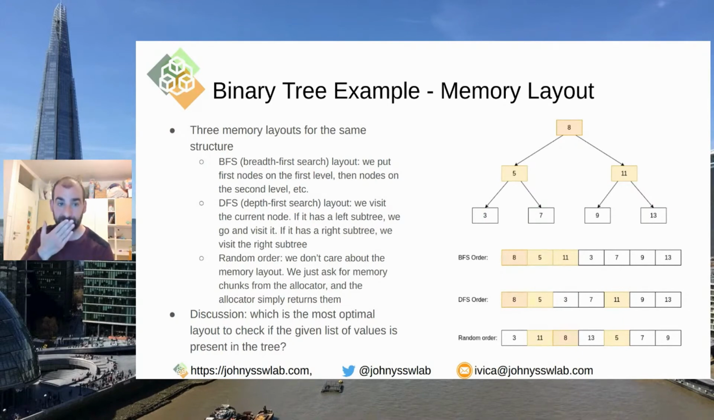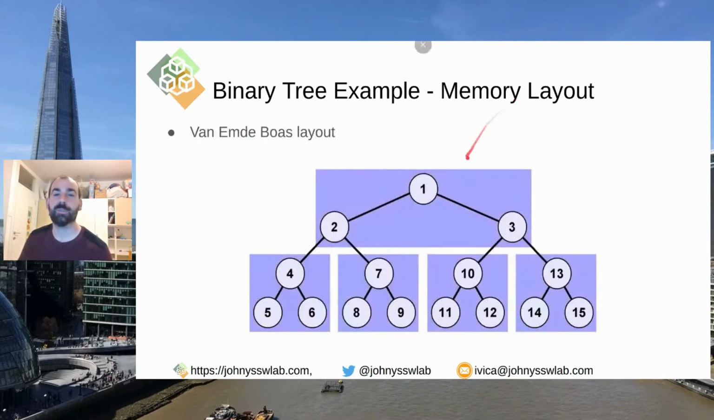It's called the van Emde Boas layout. So when you're laying out your data in memory, you lay out 1, 2, 3 close to one another, and then you lay out 4, 5, 6, 7, 8, 9, 10, 11, 12, 13, 14, 15. Okay.